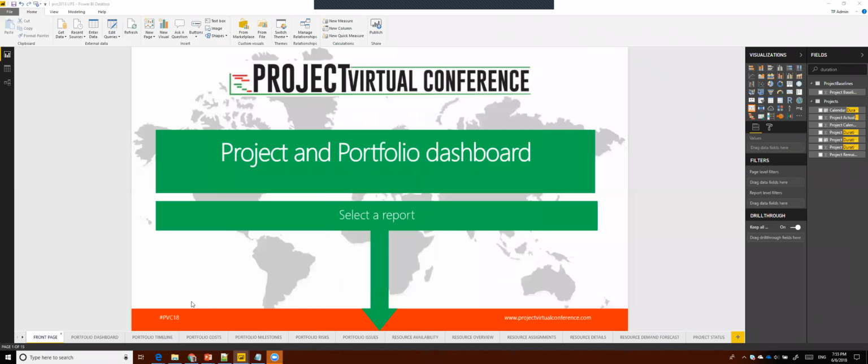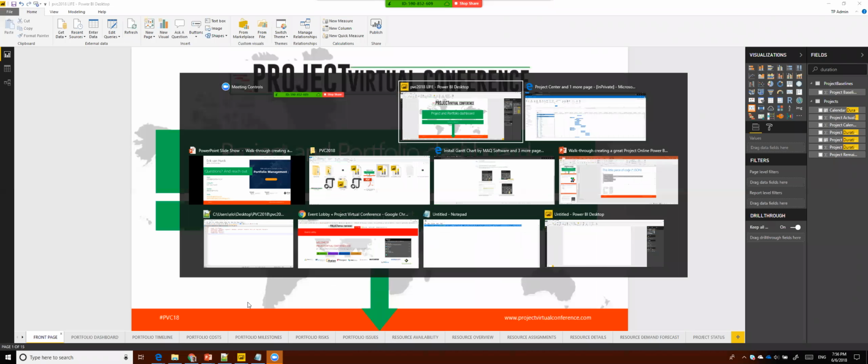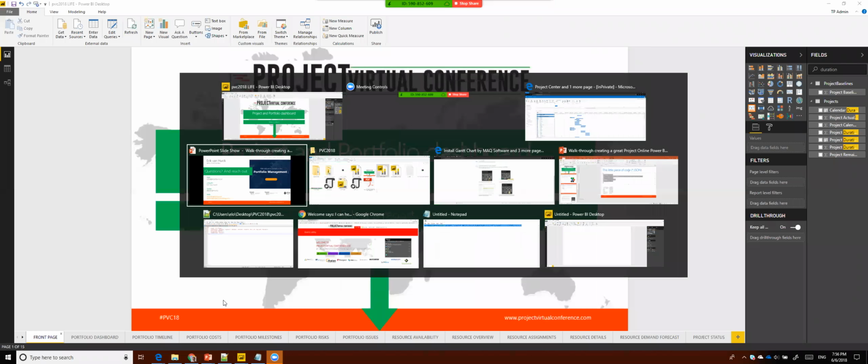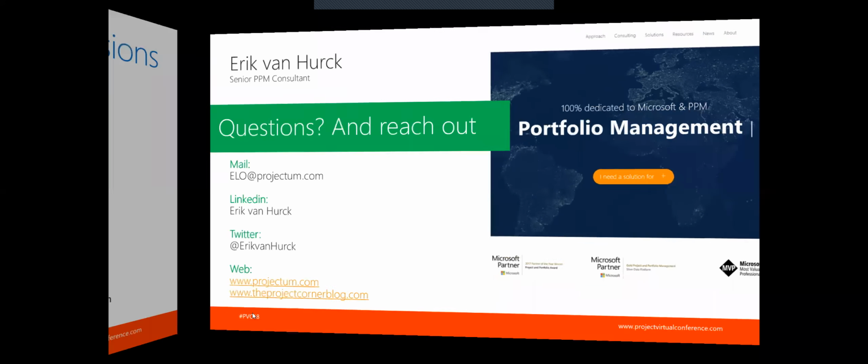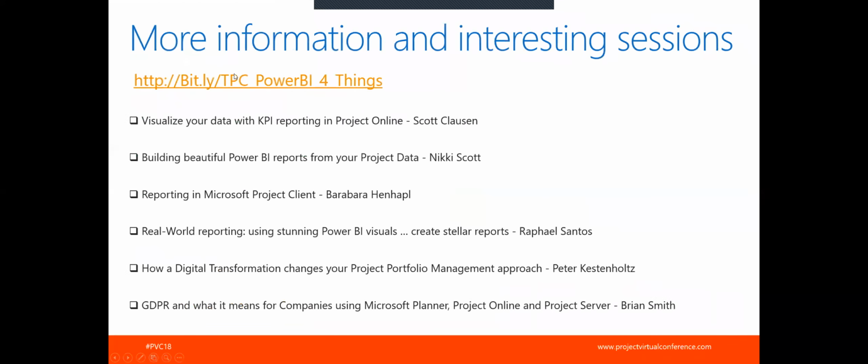All right. So Jesse wants to see the link for the TPC Power BI for things link. Can you say that one more time? Yes, I will. This is caps lock sensitive, and there's an underscore here as well. And let me just open that up for you as well.